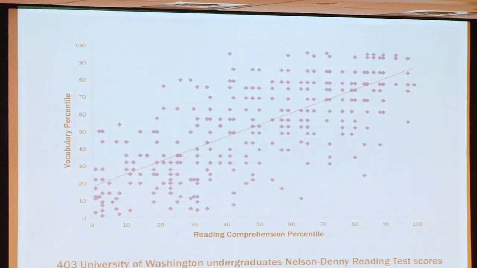What you can see in these 403 students is if you look along the x-axis, which is the reading comprehension percentile, we have students all the way from the 1st percentile up to the 100th percentile, and it's actually a fairly wide distribution. So remember, these are students who are at a 4-year institution, most of whom, or very few of whom, have any kind of diagnosed disability, and they're reading all the way along the spectrum. And similarly, their vocabulary, which goes along the y-axis, is also widely distributed.